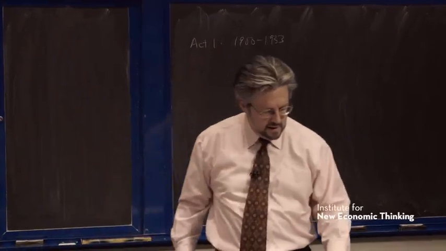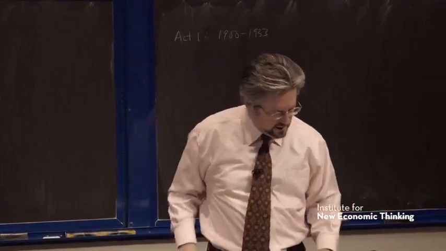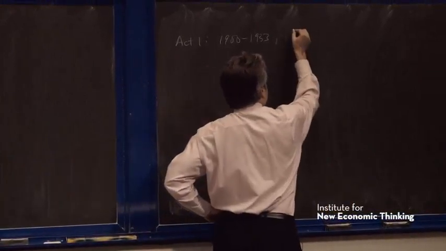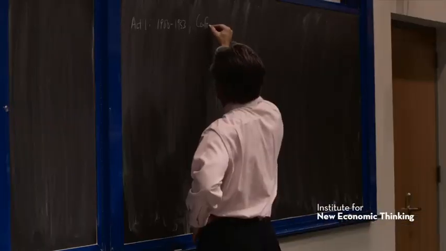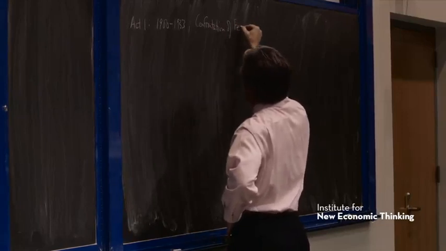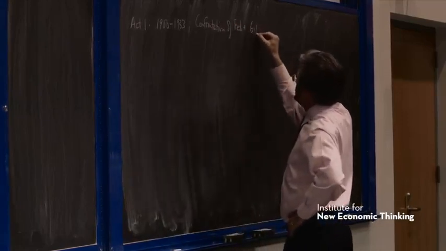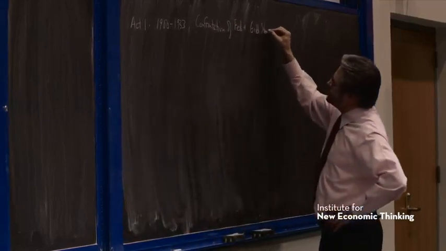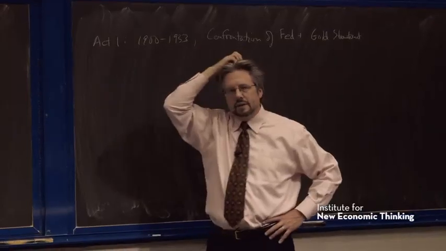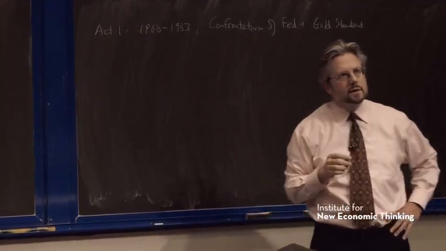And is that right, 1900? Yeah, 1900 and 1933. And this is about, in his story, he in fact calls it the confrontation of the Fed and the gold standard. This confrontation doesn't really begin until after World War I.